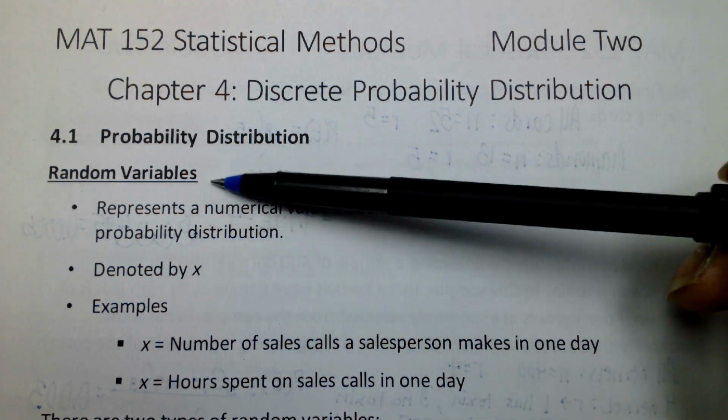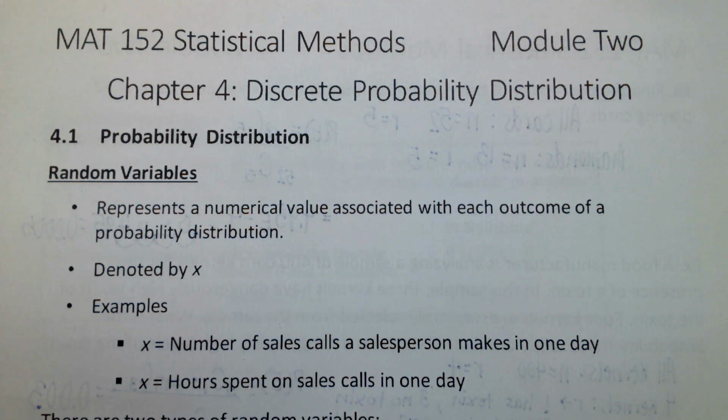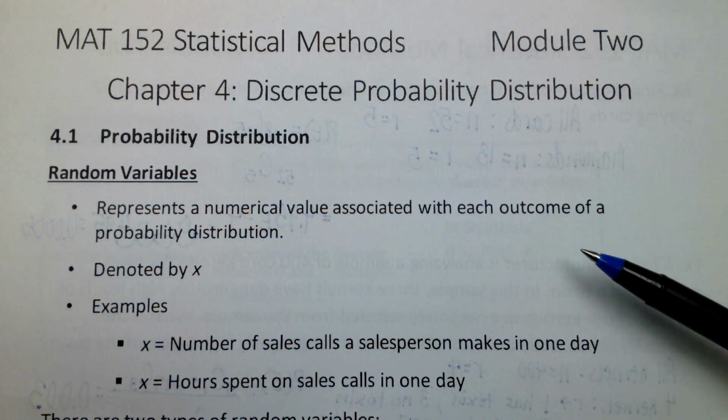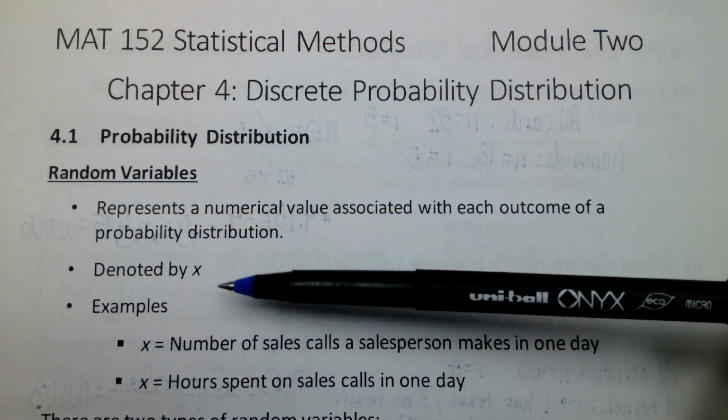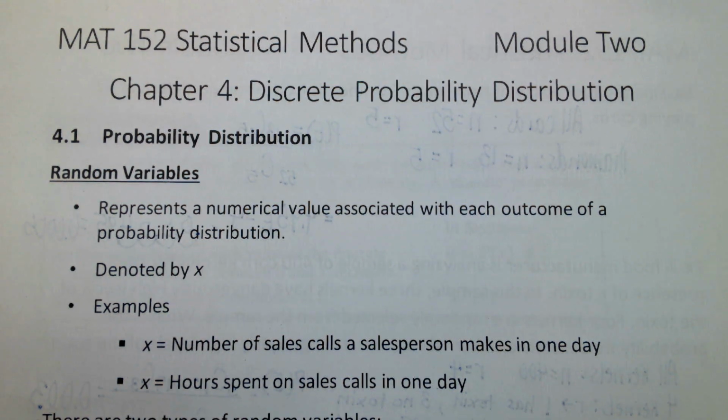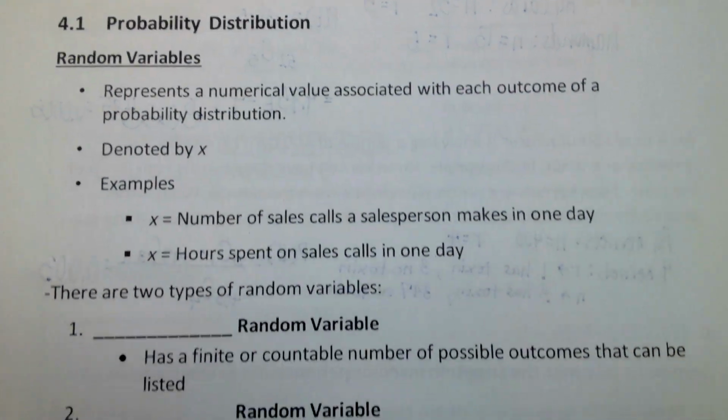So, random variables. This represents a numerical value associated with each outcome of the probability distribution, denoted by X, and these are some examples. The number of sales calls a salesperson makes in one day. So we're going by each employee and collecting that information. Hours spent on sales calls in one day. Again, we go by each person and collect that information. So there are two types of random variables.